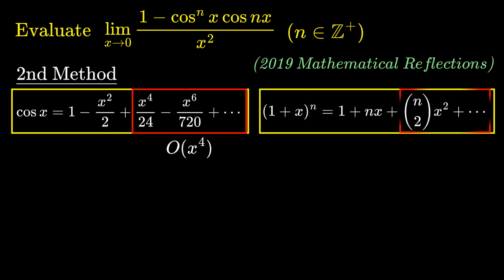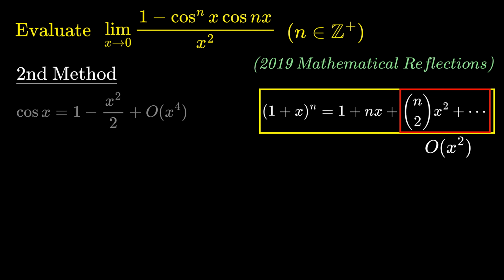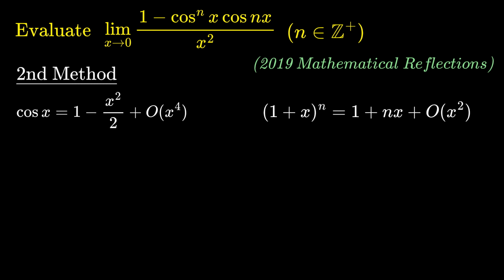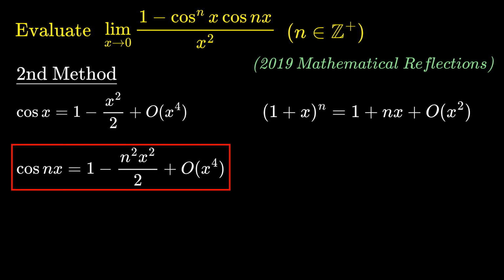Similarly, I can write all the terms with powers of x greater than or equal to 2 in the binomial expansion as O(x^2). We can now see how useful this big O notation is in simplifying our calculations. Using the first two, we can easily get cos nx equal to 1 minus n squared x squared over 2 plus O(x^4), just by replacing x with nx.